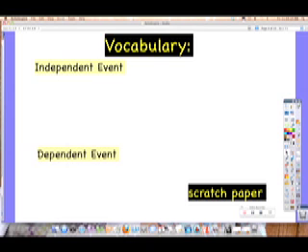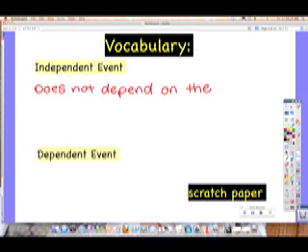Okay, you ready? So an independent event does not depend on the first outcome. Okay, let me think of an example for you that I hope you can wrap your heads around.